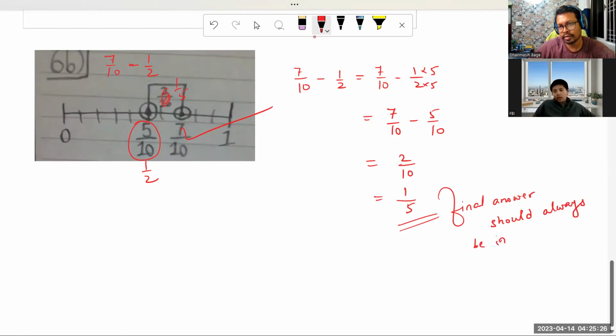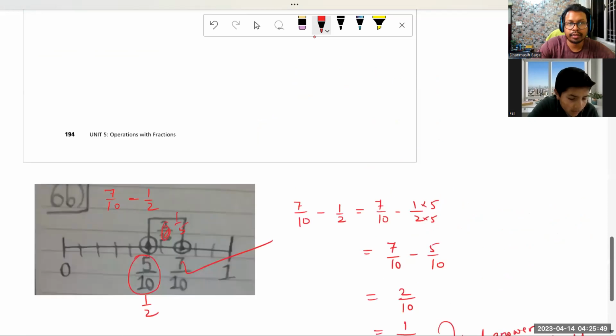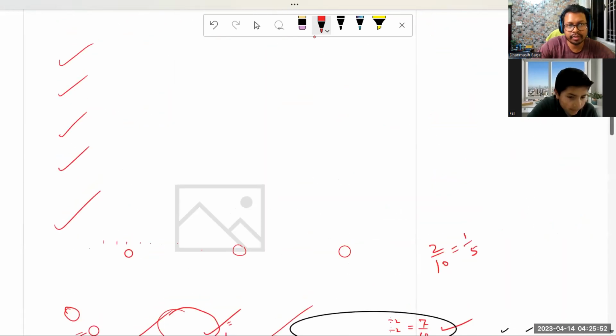Always be in the simplest form. Got it? Yes. Okay. Use the same strategy for the third question.